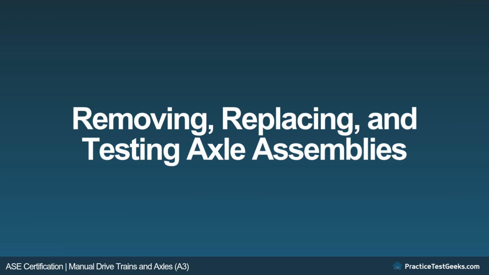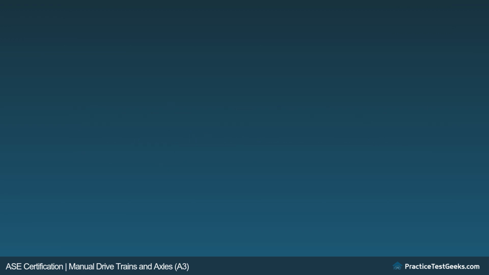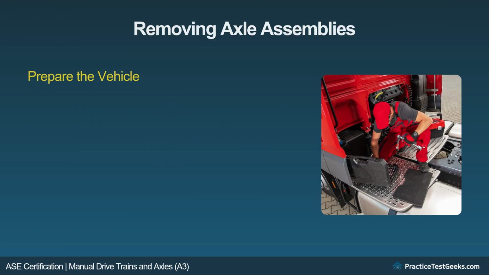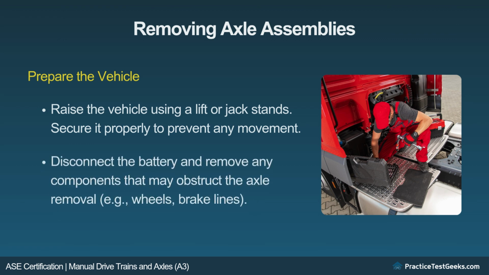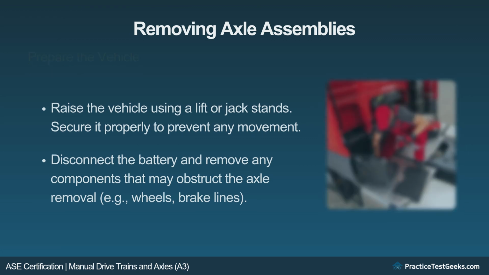Removing, replacing, and testing axle assemblies. Removing axle assemblies. Prepare the vehicle. Raise the vehicle using a lift or jack stands. Secure it properly to prevent any movement. Disconnect the battery and remove any components that may obstruct the axle removal.